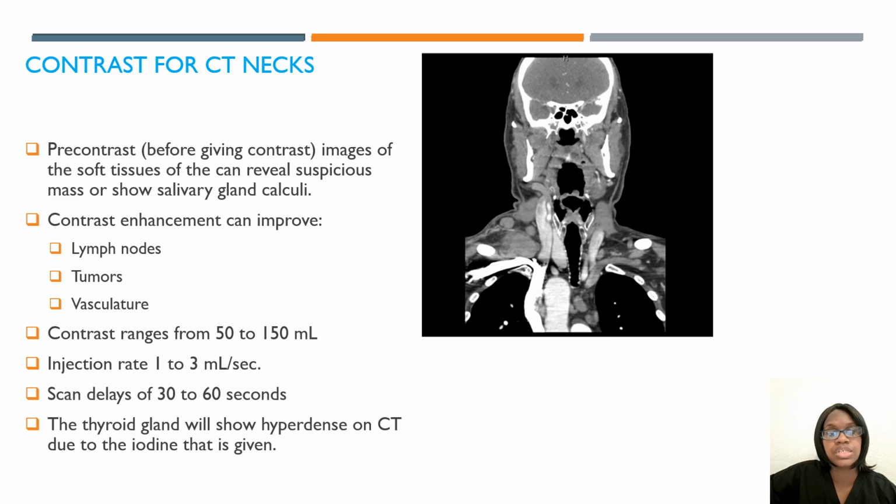Your contrast ranges from 50 to 150 milliliters. If I have an IV in the hand, then I am going to inject at 1.5. But if I have an IV in the AC, then I can go to 2. You can go up to 3. But for your CT necks, since this is not an angiography study, you can have an IV in the hand. It doesn't hurt to have an IV in the hand for this study.